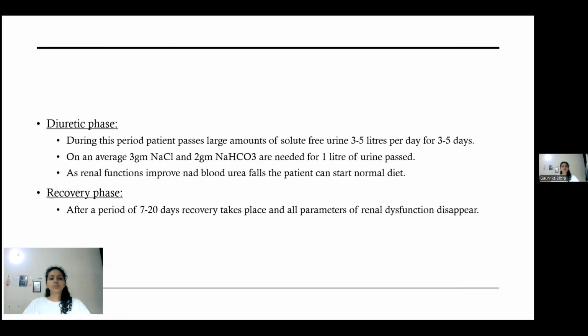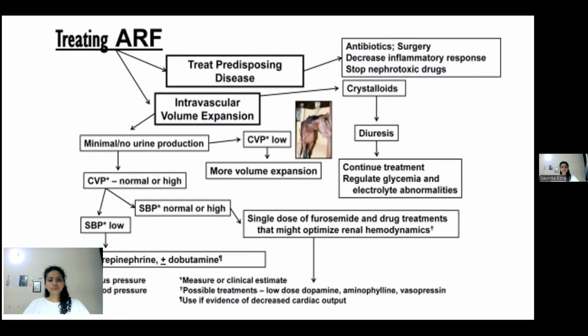The diuretic phase: during this period, the patient passes large amounts of dilute urine, 3 to 5 liters per day for 3 to 5 days. On an average, 3 grams of sodium chloride and 2 grams of NaHCO3 are needed for 1 liter of urine passed. As renal functions improve and blood urea falls, the patient can start a normal diet. In the recovery phase, after a period of 7 to 20 days, recovery takes place and all parameters of renal dysfunction disappear.